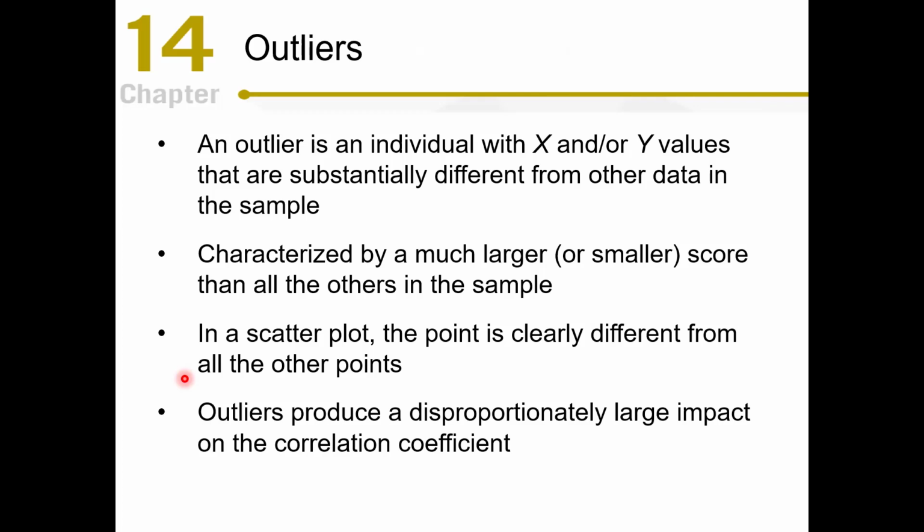And I'll show you what that looks like. In a scatter plot, the point is clearly different, and you can see it. It's different from all the other points. You see all the other points clustered together in one way, and then you see the scatter plot where that one outlier is out there by itself, kind of hanging out there by itself. And outliers produce a disproportionately larger impact on the correlation coefficient. And I'll show you what I mean by that.